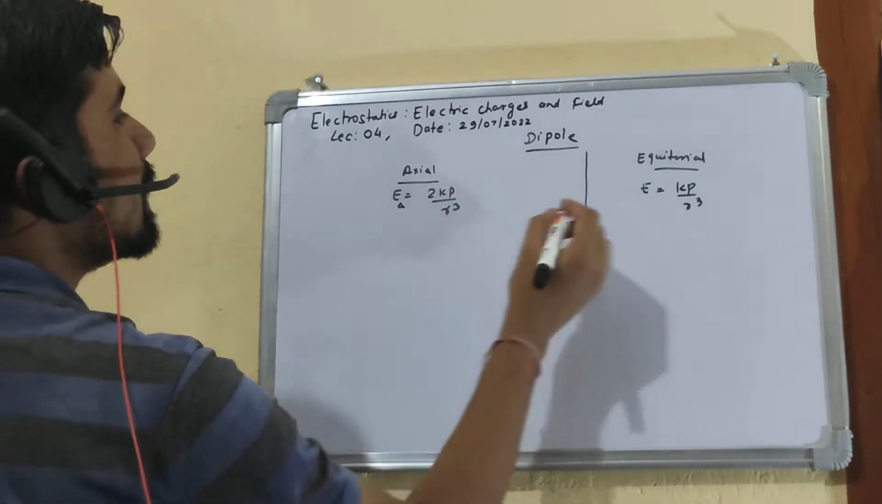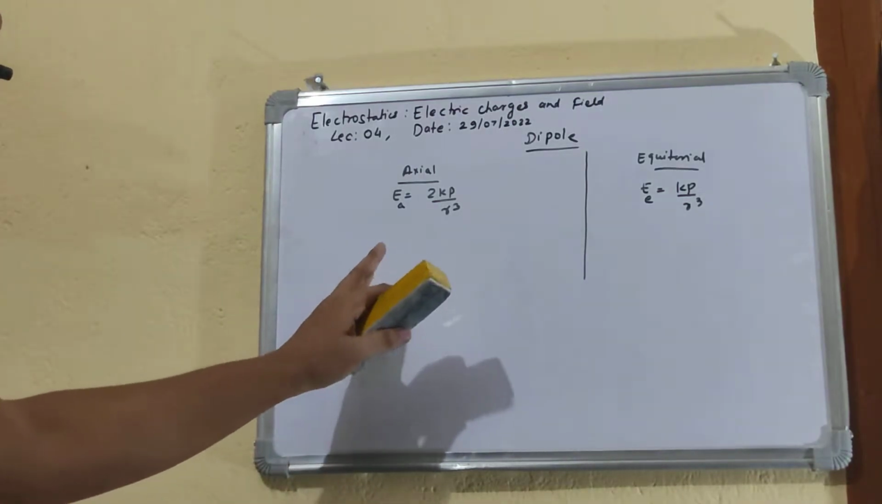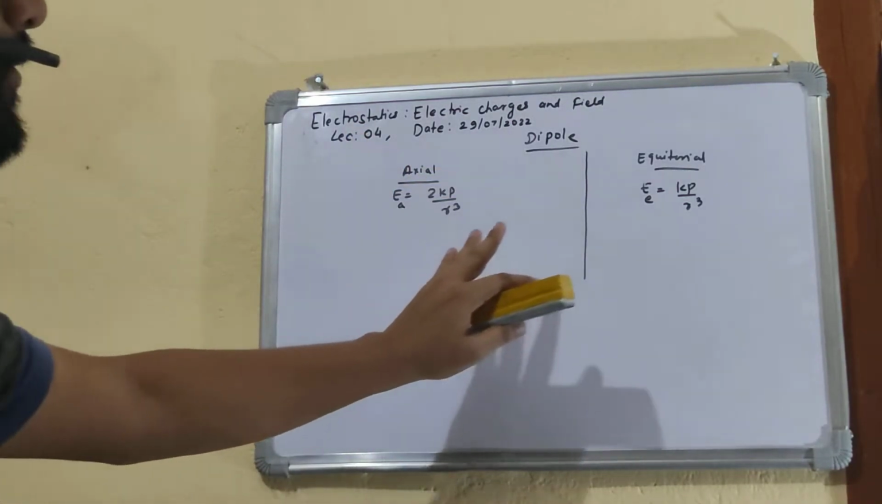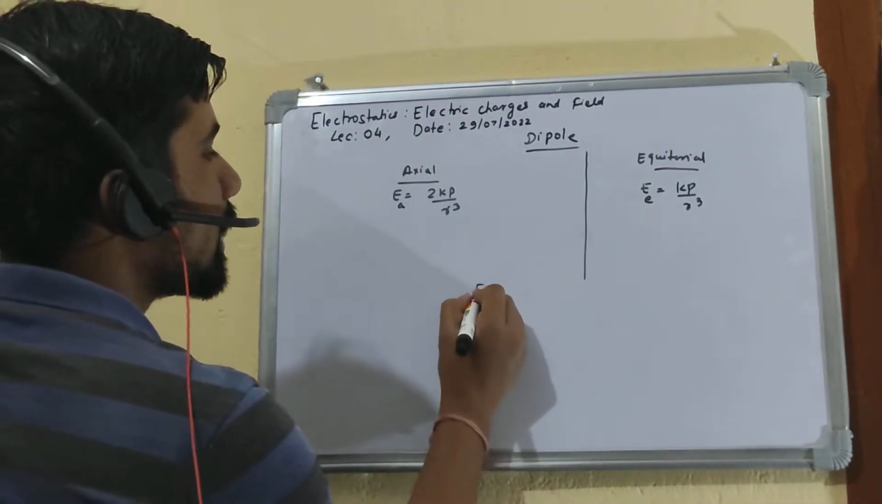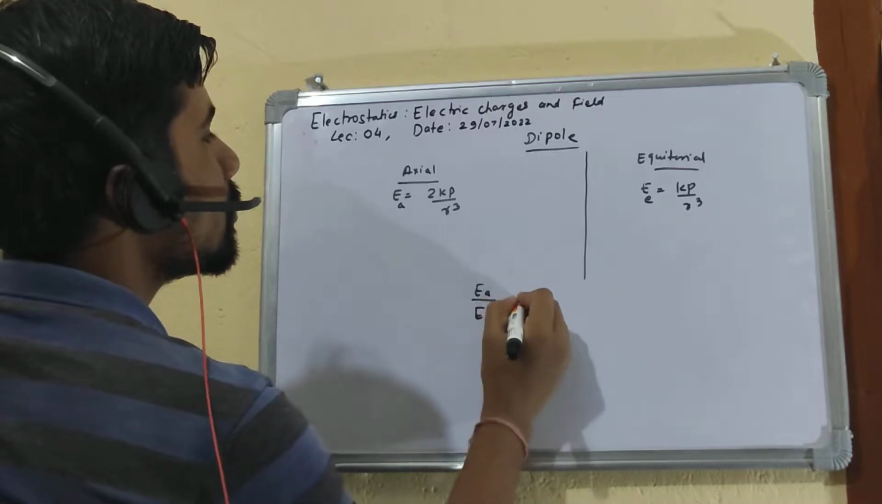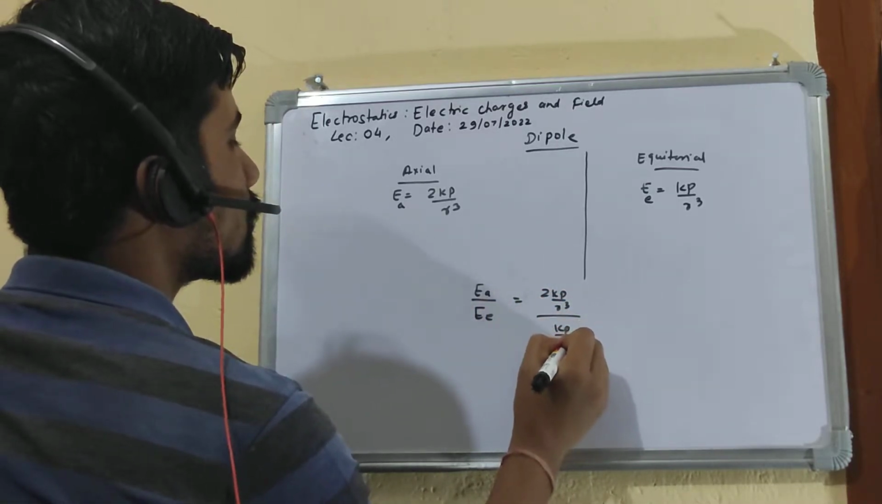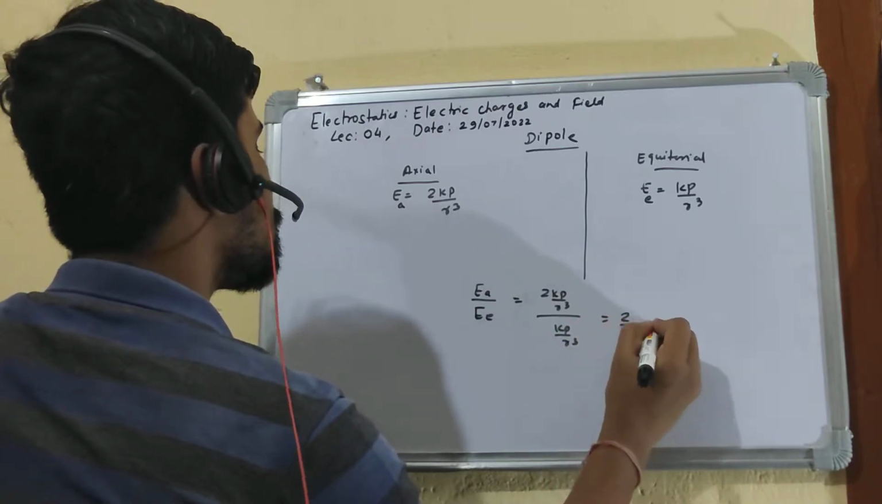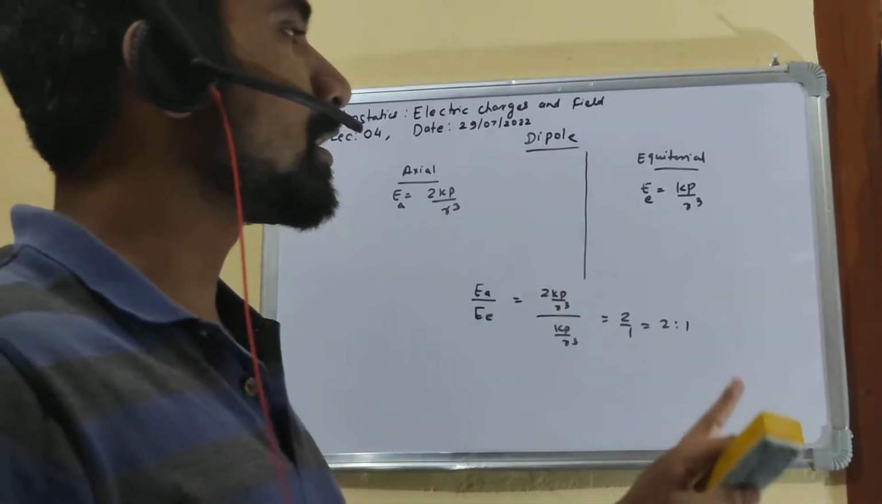Let's call this Ea and this E. So this is the field due to the dipole along the axial line, and this is the field due to the dipole along the equatorial line. So if I take the ratio, axial by equatorial, this will be 2kp by r cubed upon kp by r cubed, which is 2 by 1, equal to 2 is to 1. So the field along the axial line is 2 times stronger than the field along the equatorial line, right?